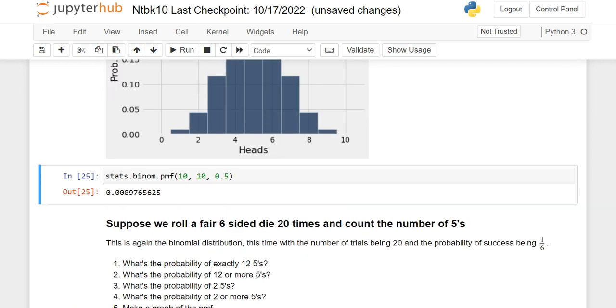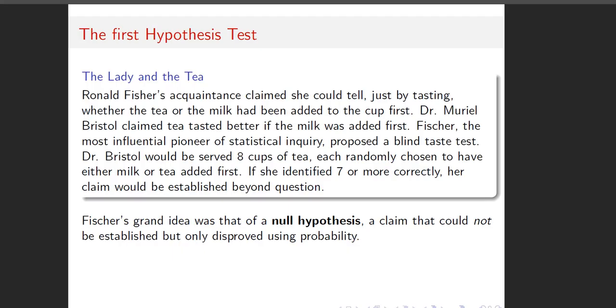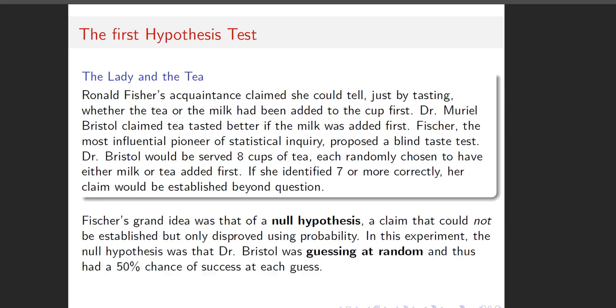Okay. So now remember what this stats binom is doing, right? This is 10 successes out of 10 trials at a coin flip chance, right? A 50-50 chance. So what they did was they said, hey, let's set up this idea of a null hypothesis. So our hypothesis is going to be that Dr. Bristol is guessing at random. So we can calculate the probability of her guessing at random, and then we can compare the probabilities to the data we observe when she actually tastes the coffee.